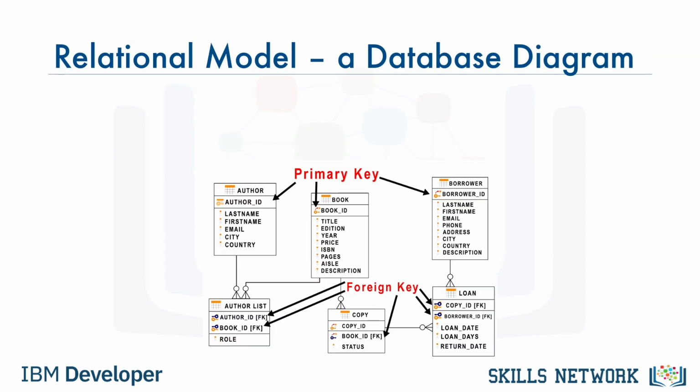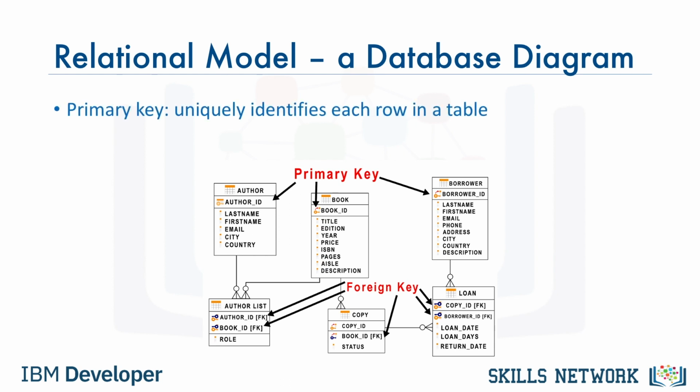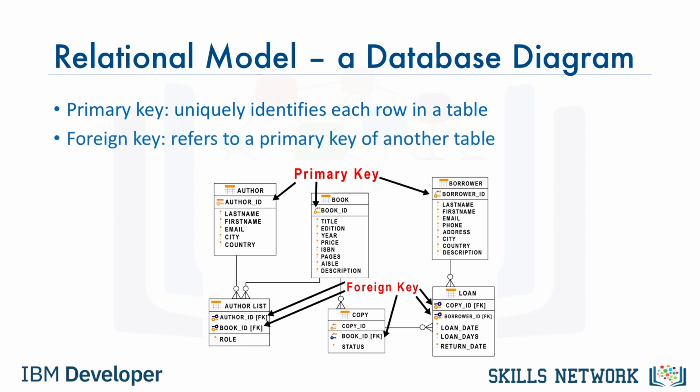In this entity relationship diagram, notice that author_ID, book_ID, borrower_ID, and copy_ID have the primary key icon. A primary key uniquely identifies each row in a table. Notice also the entities on the lower half of the screen. Some attributes have FK in brackets next to them. For example, the copy entity has attribute book_ID with the FK in brackets. This identifies the foreign key. A foreign key is a set of columns referring to a primary key of another table.